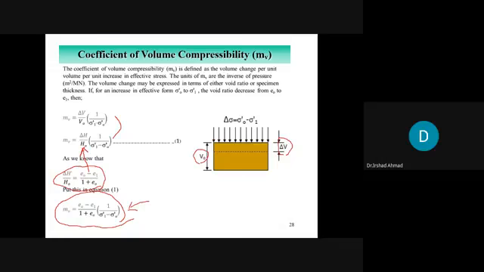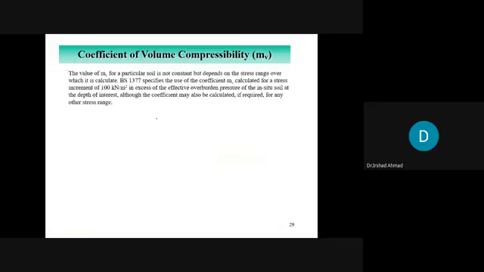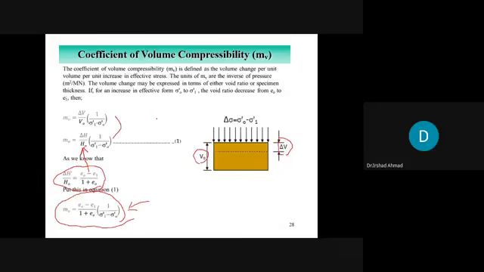The units of MV are inverse of stress. You see, delta V over V naught, the units would cancel, and this 1 over sigma, so the units would be inverse. That would be equal to meter square per meganewton or per kilonewton, right? They are inverse of stress.